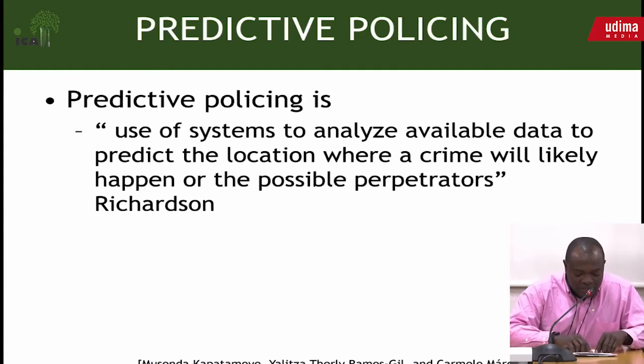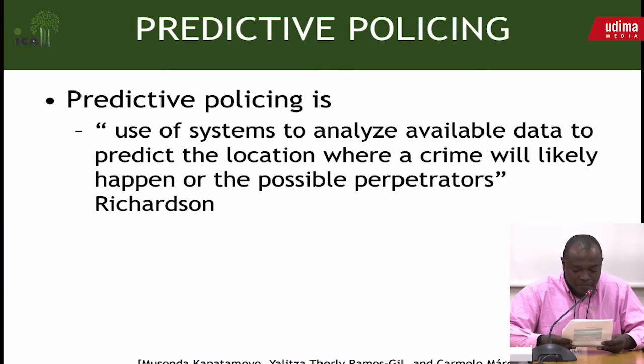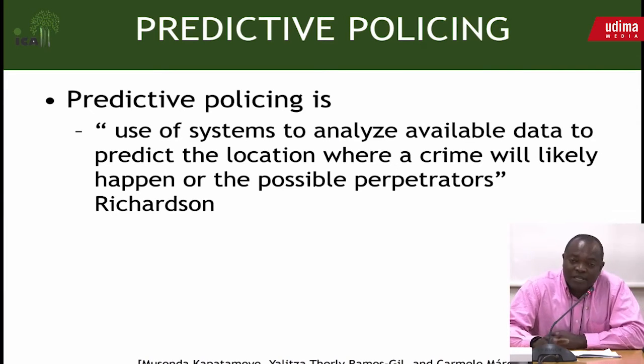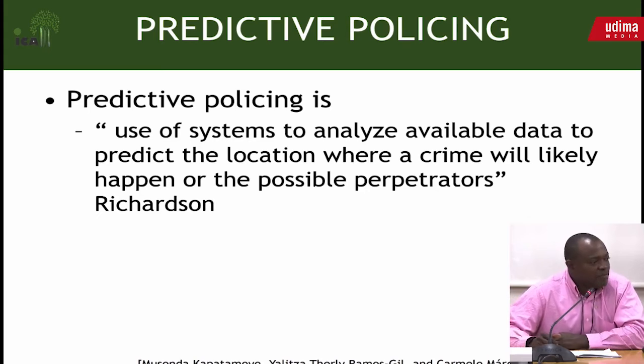One of the problems that we see with predictive algorithms, an example is predictive policing. Basically, predictive policing, which should really work well, is a use of systems to analyze available data to predict the location or the time, the type of individuals involved, and so forth, that will likely happen. And then once that prediction is made, resources are sent there to try to mitigate that problem.